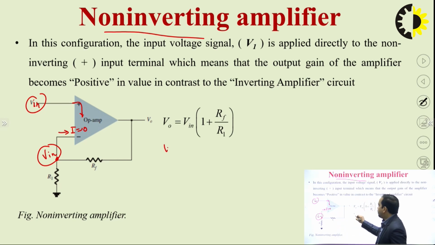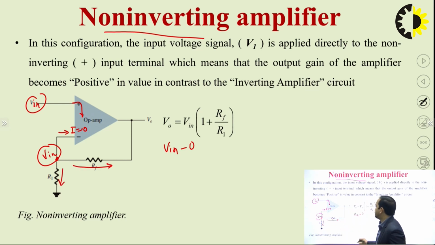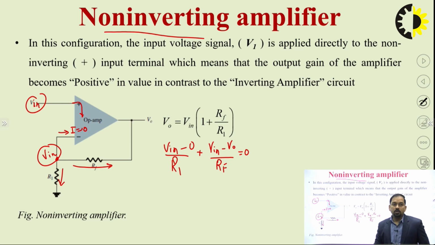So we can say that V in minus 0, this current, and here the current is like this. (V in minus 0) divided by R1 plus (V in minus V0) divided by RF equals 0. If we solve that for V0 by V in, we get V0 by V in equals 1 plus RF by R1.